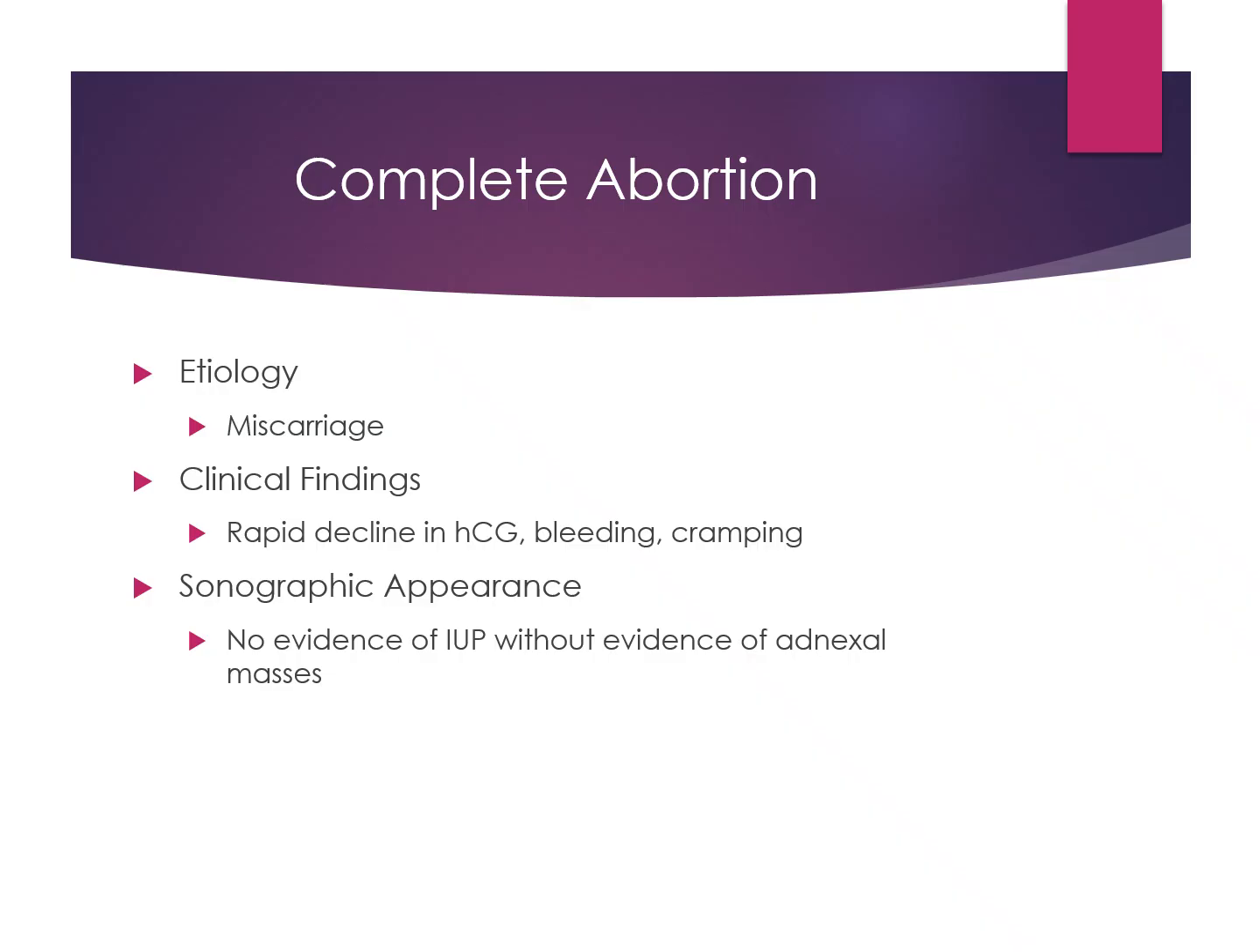We'll see cramping, bleeding, blood clots. Our HCG levels are going to decline rapidly because there's nothing in the uterus telling it that it has a guest. And so it's going to stop producing that HCG, and then it's going to start filtering it out. And so we'll have a rapid decline of that. We won't have an IUP, and we won't have any signs of an IUP. That is a complete abortion.